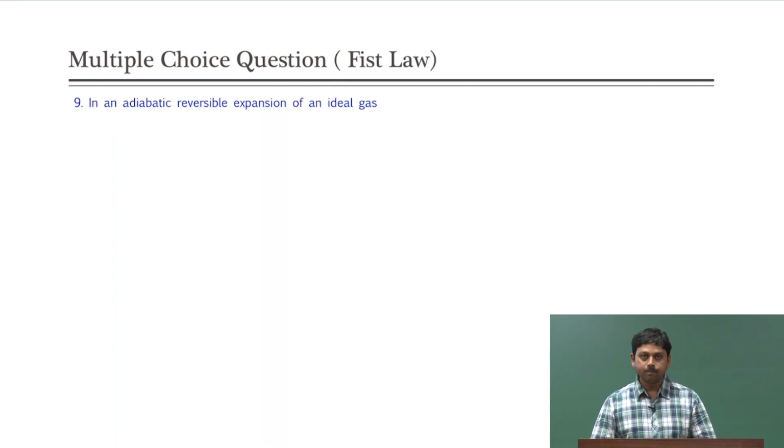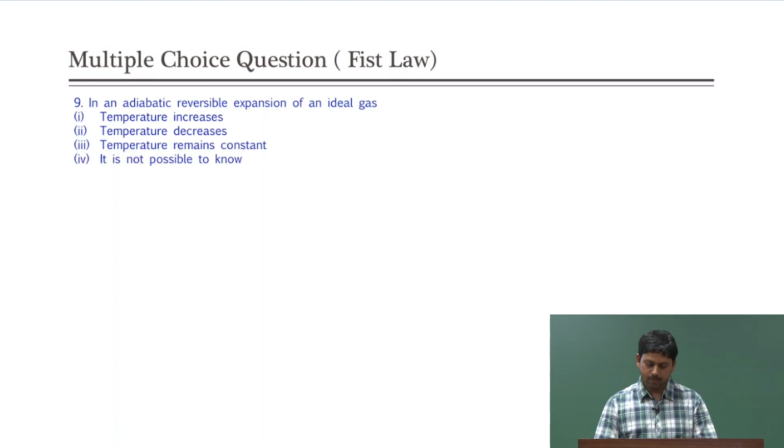Okay, continuing that, let us talk about the ninth question. In an adiabatic reversible expansion of an ideal gas. So, it is an adiabatic process, it is a reversible process and it is an expansion process. You have to think about all three things. Temperature increases, temperature decreases, temperature remains constant, or it is not possible to know. Now, it is possible to know because it is an ideal gas.